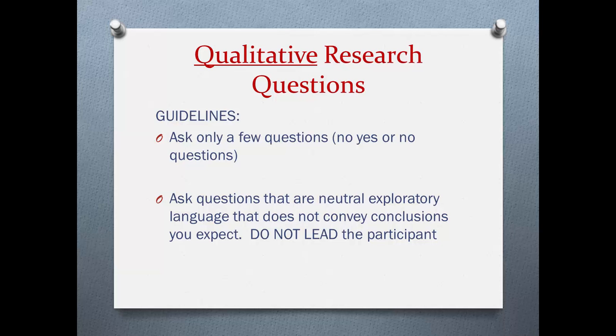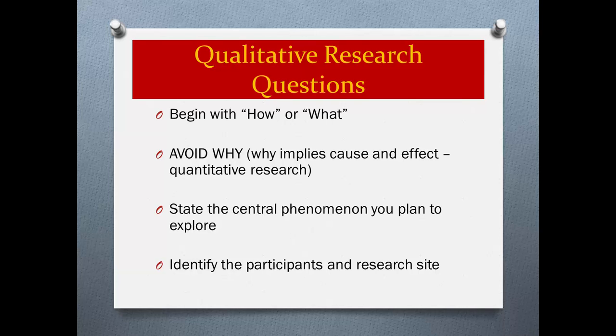Some examples and some things to know about qualitative research questions. Under no certain terms should your research question result in a yes or no answer. You also should not write a question that is going to lead your participants into a certain answer that you're looking for. Don't let the question convey the conclusions that you're expecting. Qualitative research questions begin with how or what. Avoid the why. The why implies cause and effect, and that lines up with quantitative research.